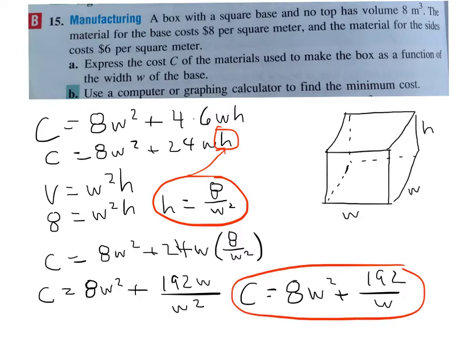We've expressed the cost C of the materials used to make the box as a function of the width W of the base. Now part B asks us to use a computer or graphing calculator to find the minimum cost. That is, what is the lowest cost for which this manufacturer can produce boxes with a volume of 8 cubic meters, and what will be the width and height of those boxes? To determine this, I use the Wolfram Alpha iPad app.